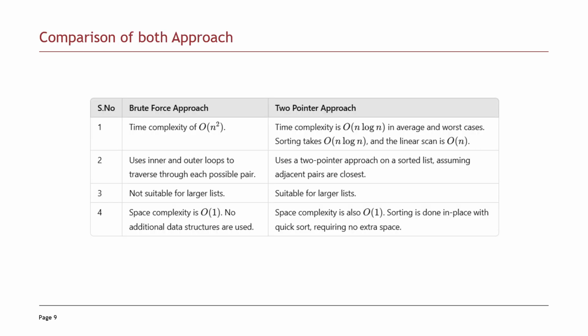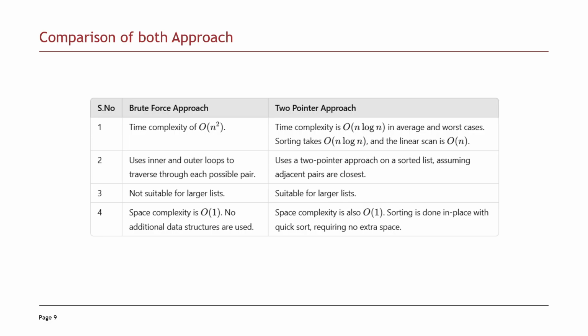Now we'll look at the comparison of both these approaches. We have looked at the problem statement and we have obtained our predetermined output, the expected outcome. Now we'll have a comparison between both of them. So in terms of the brute force approach and the two-pointer approach, the time complexity for brute force would be big O n square, whereas for the two-pointer approach, the time complexity would be O n log n.